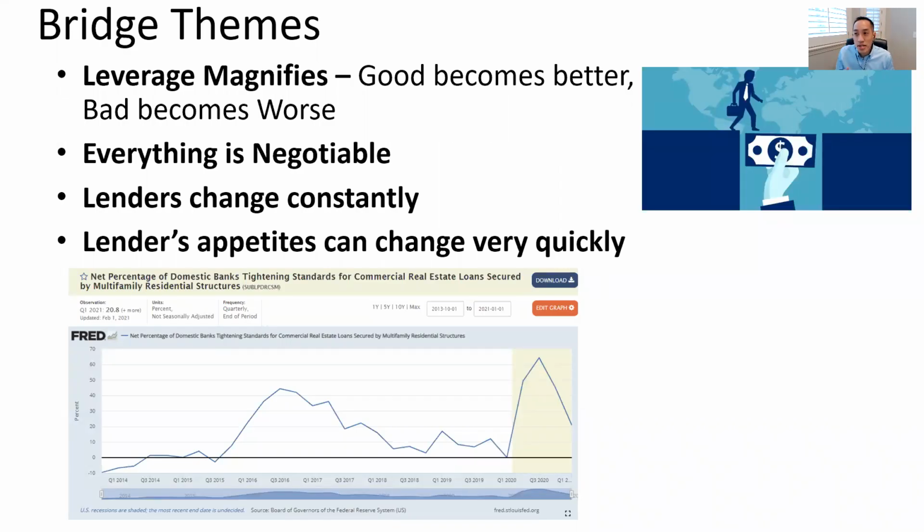Before we jump into those specifically, I wanted to go through some themes for bridge. Number one, leverage magnifies, right? So if it's a good deal, it could become better, because your leverage could be higher. You could get more interest only. You could have a shorter or lower prepay. But if COVID hits or your capex doesn't really work out as much as you thought, or there's a fire on the property, or something else comes up, it can become worse, because you just do not have as big of a cushion.